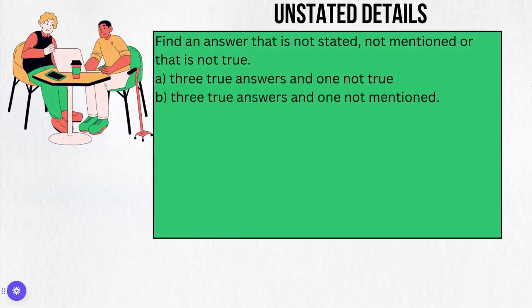This is another type of question that you will be asked in the reading section. This type of question includes unstated details. That means that you need to find an answer that is not stated, not mentioned, or that is not true. So usually in the options, you will always have 4 options. 3 of them could be true answers and 1 not true, or 3 answers could be true and 1 of them not mentioned.